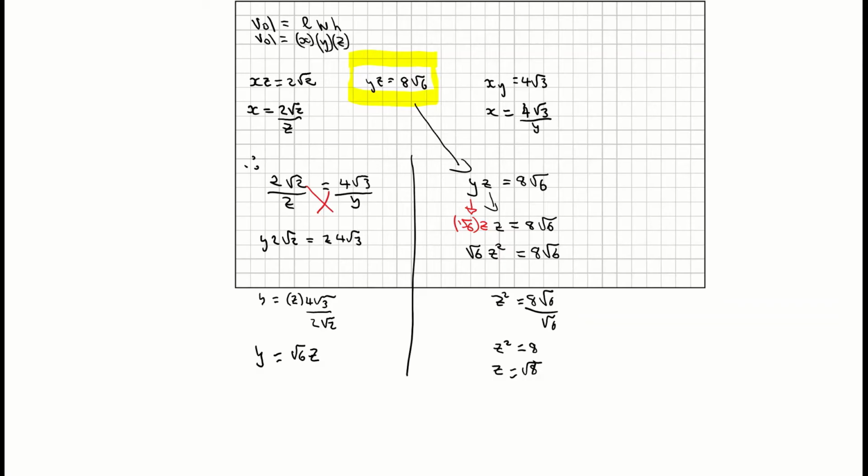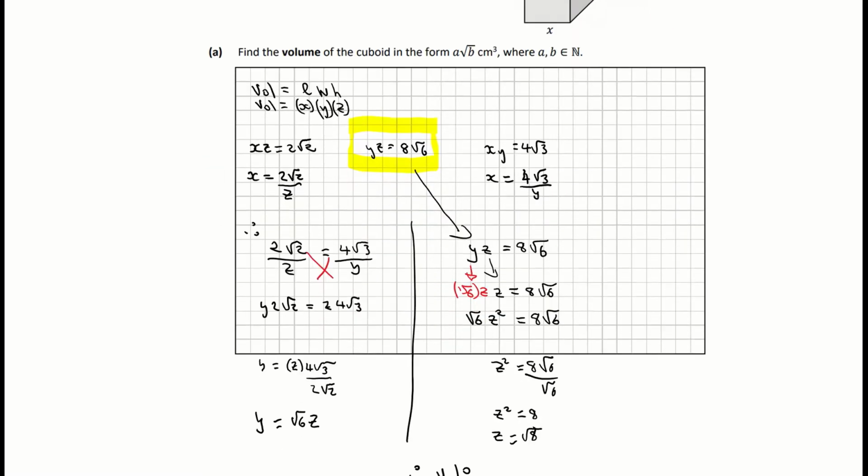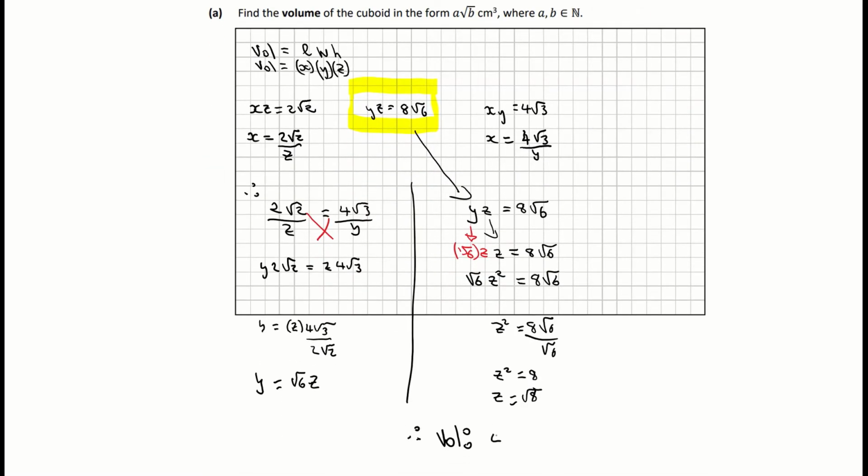So my final answer is, so therefore my volume is going to be 4 root 3, I think was the area, wasn't it? It was 4 root 3 times root 8, and 4 root 3 by root 8 is giving me 8 root 6, and it doesn't simplify and it's in centimeters cubed. So that is the volume of that cuboid.